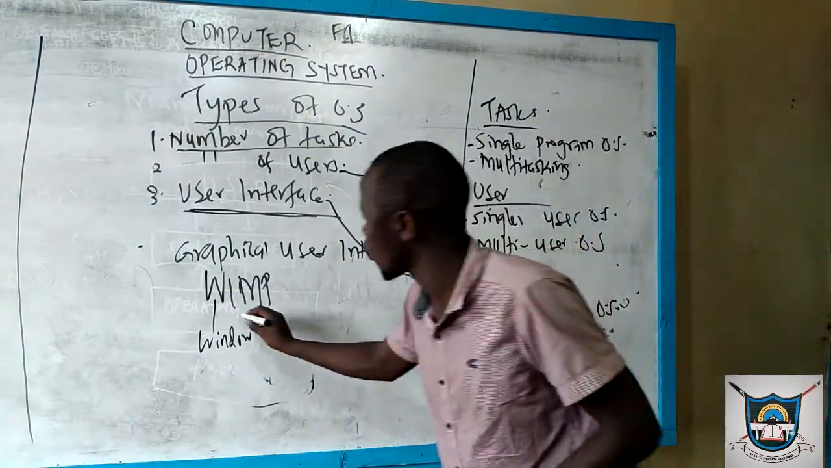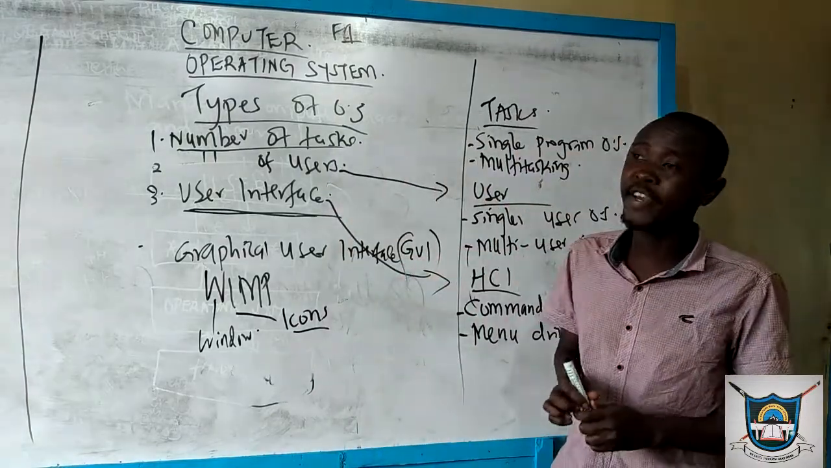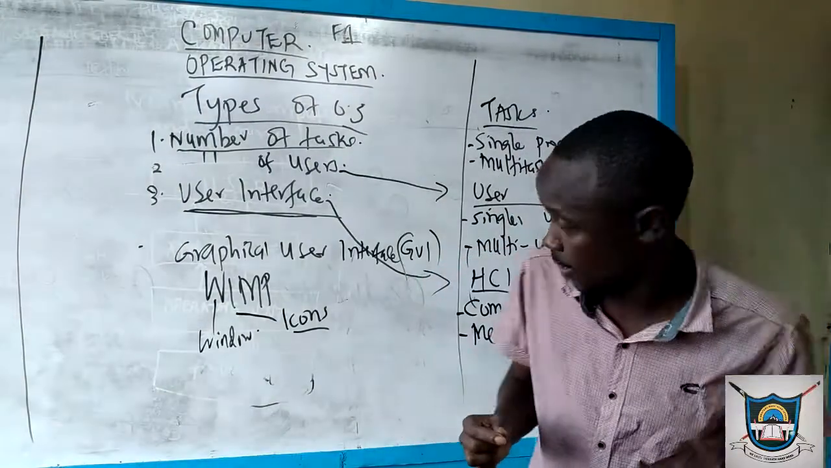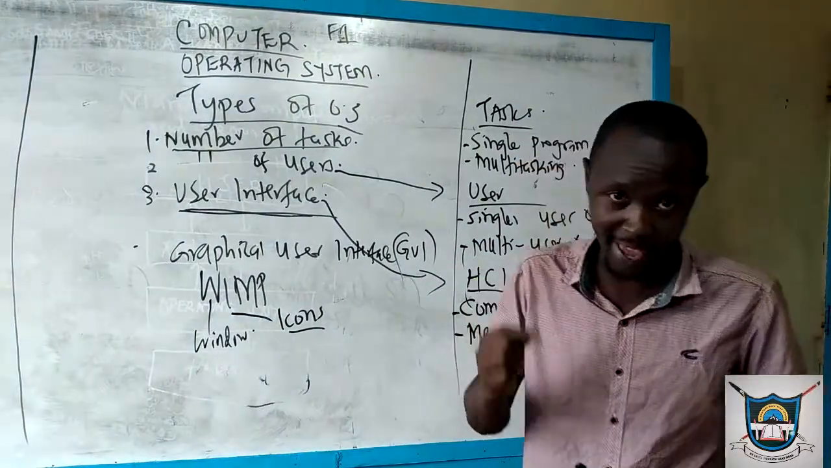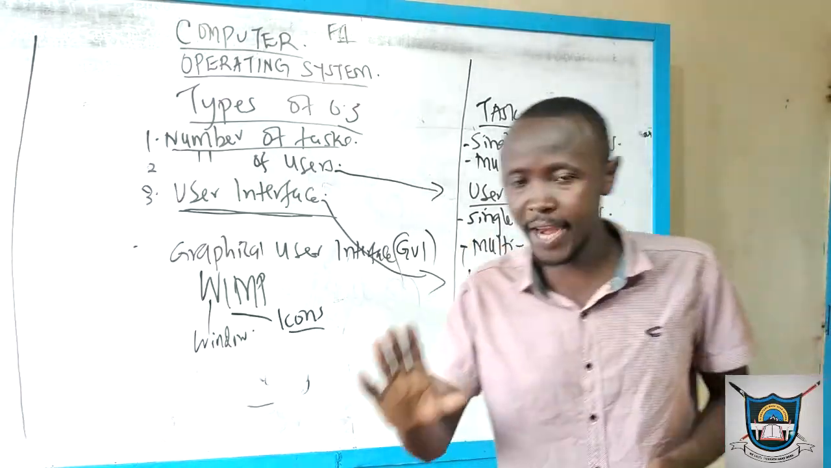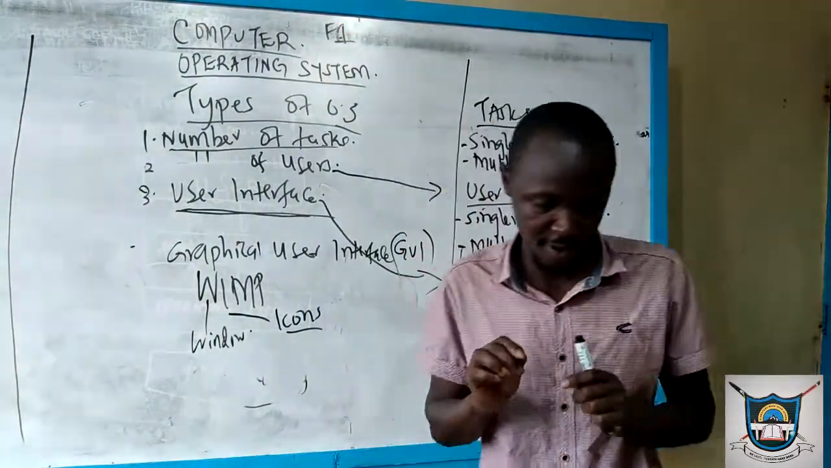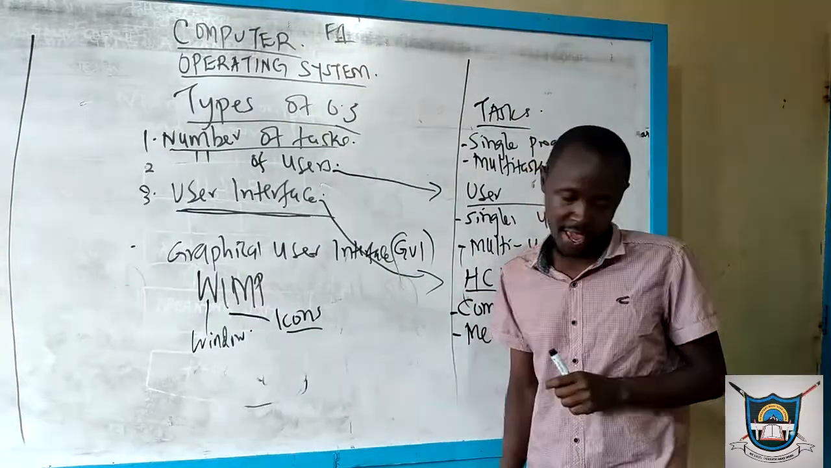It has icons. You know what an icon is? A picture on a desktop. It will give you pictures, as you see in Windows. When you open a computer, you find small pictures on the screen. They are called icons.